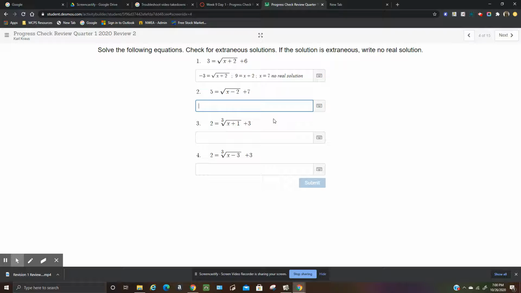And then number 2, subtract 7 first. And then square both sides. And then add 2. x is 6. And then if I try that, 6 minus 2 is 4. Square root of 4 is 2, plus 7 is 9, doesn't equal 5. So no real solution here.